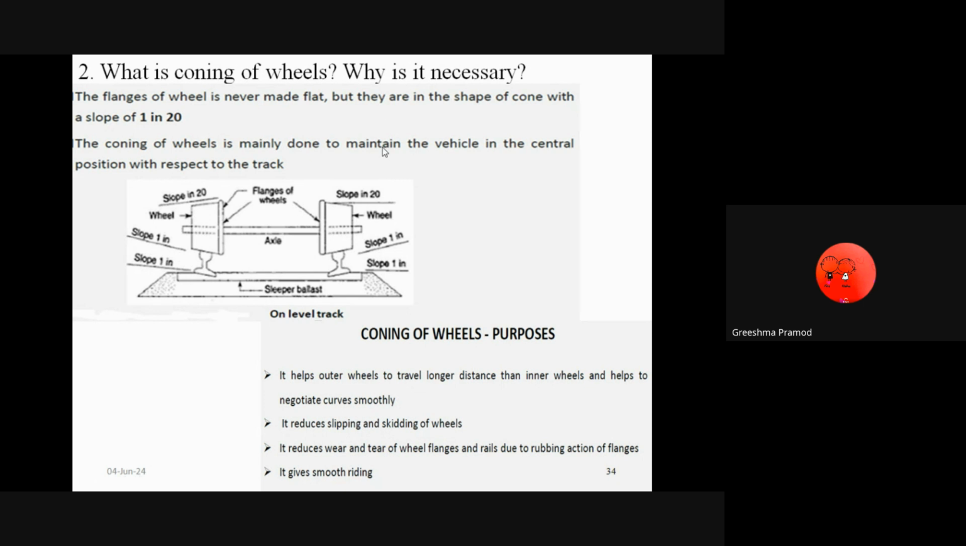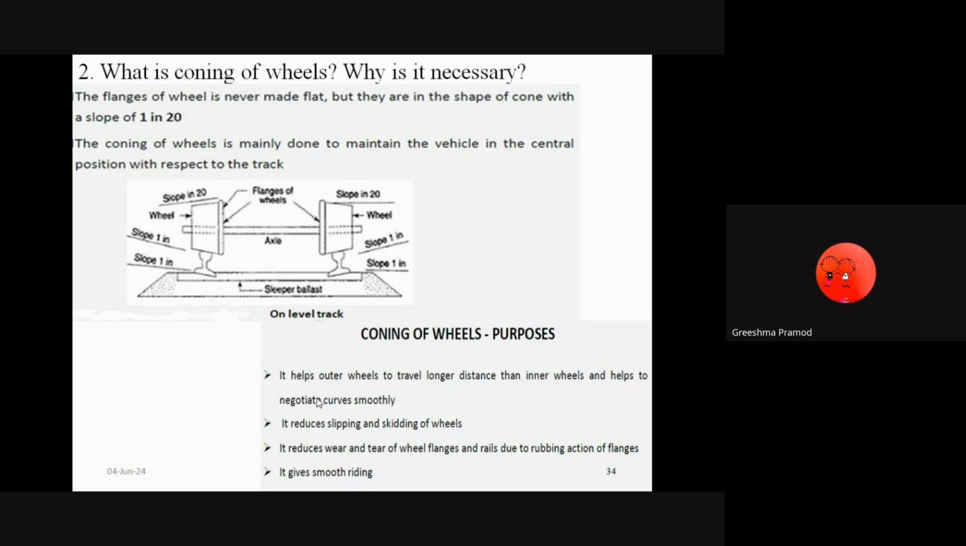Also, from coning of wheels, what are the advantages? What are the disadvantages can be asked. Okay, advantages: it has the following advantages. Like the purposes mentioned, all of them are advantages for us. Smooth riding. It reduces wear and tear of the wheel flanges. Then, to some extent, it prevents the slipping. It reduces slipping and skidding of wheels.